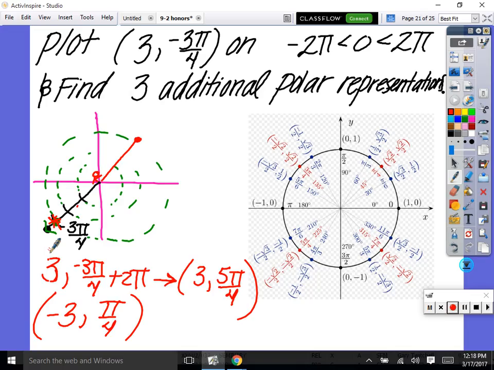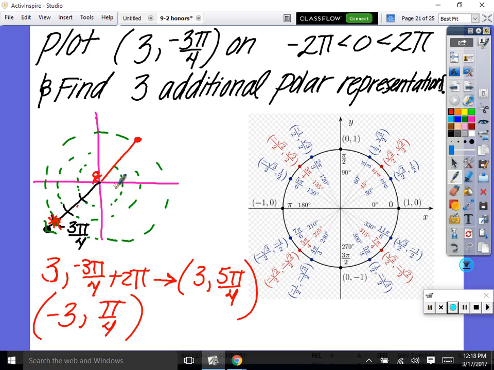No, here's what, then these are really our only options because of the interval. So we could only add 2 pi one time. Does that make sense? We couldn't do it again because of the interval. It allowed us. Does that make sense? Yeah. So what's another one?